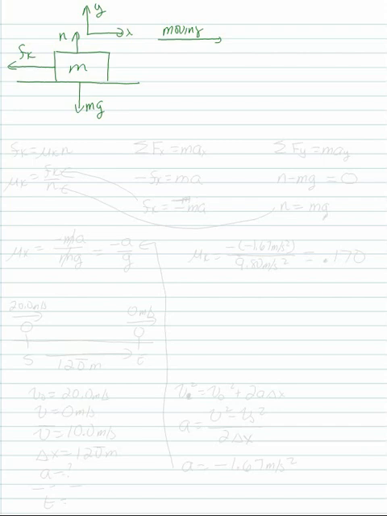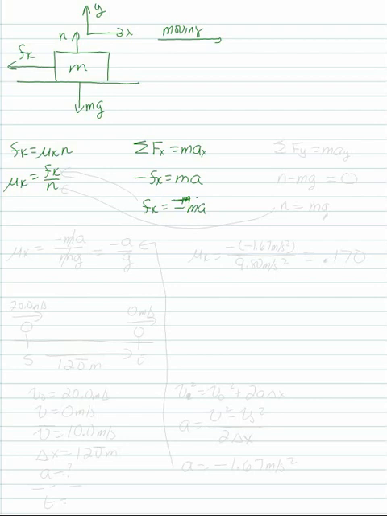How are we going to get mu k again? Fk is mu k times n. Again, mu k is Fk over n. We need Fk, we need n. Fk is along the axis of motion. Let's do this. Sum Fx equals max. So let's write down the forces. There is only one in the x direction, since it points opposite to our axis. Negative Fk equals ma. So what is Fk? That says Fk is negative ma.